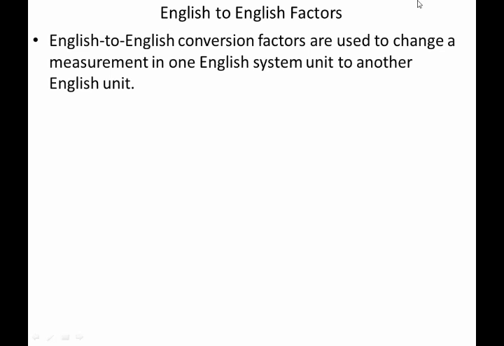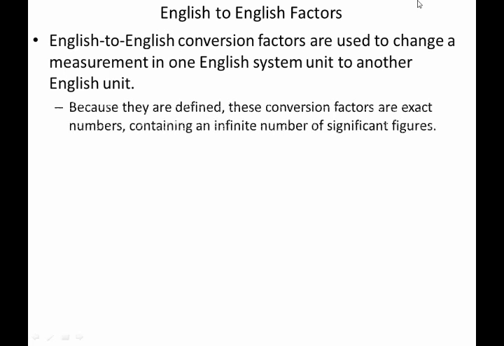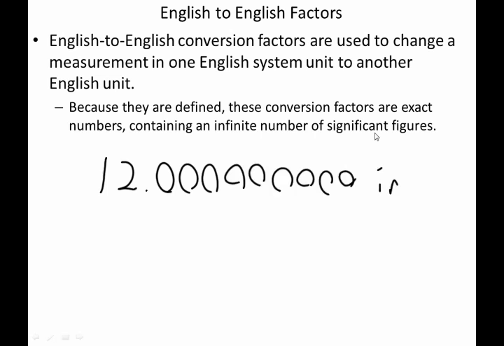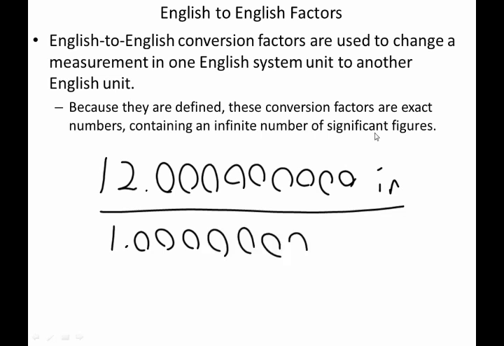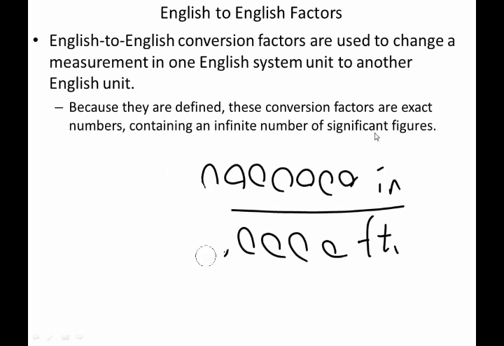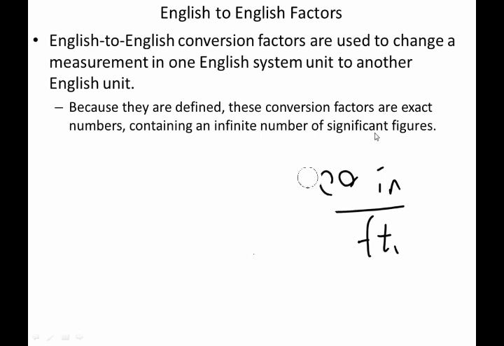Now, I'm delineating English to English and English to metric and metric to metric for really only one reason. And that is, all measurements or all conversion factors within a single system of measurement, so English to English conversion factors, are all considered to have an infinite number of significant figures. So really, it's 12.000000000 forever inches in 1.000000000 feet, right? Forever and ever. Because they're exact. They're defined that way. And a foot is defined as being 12 inches exactly.